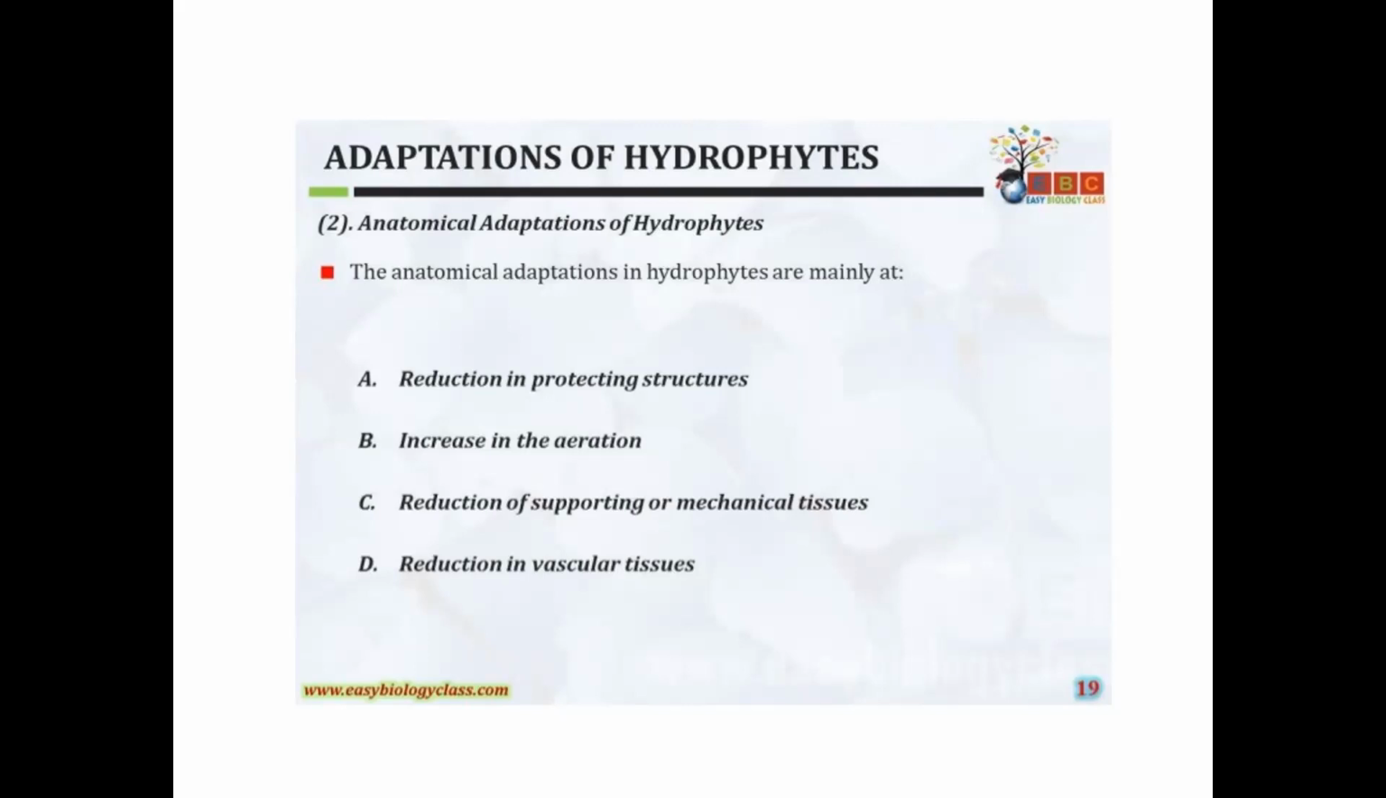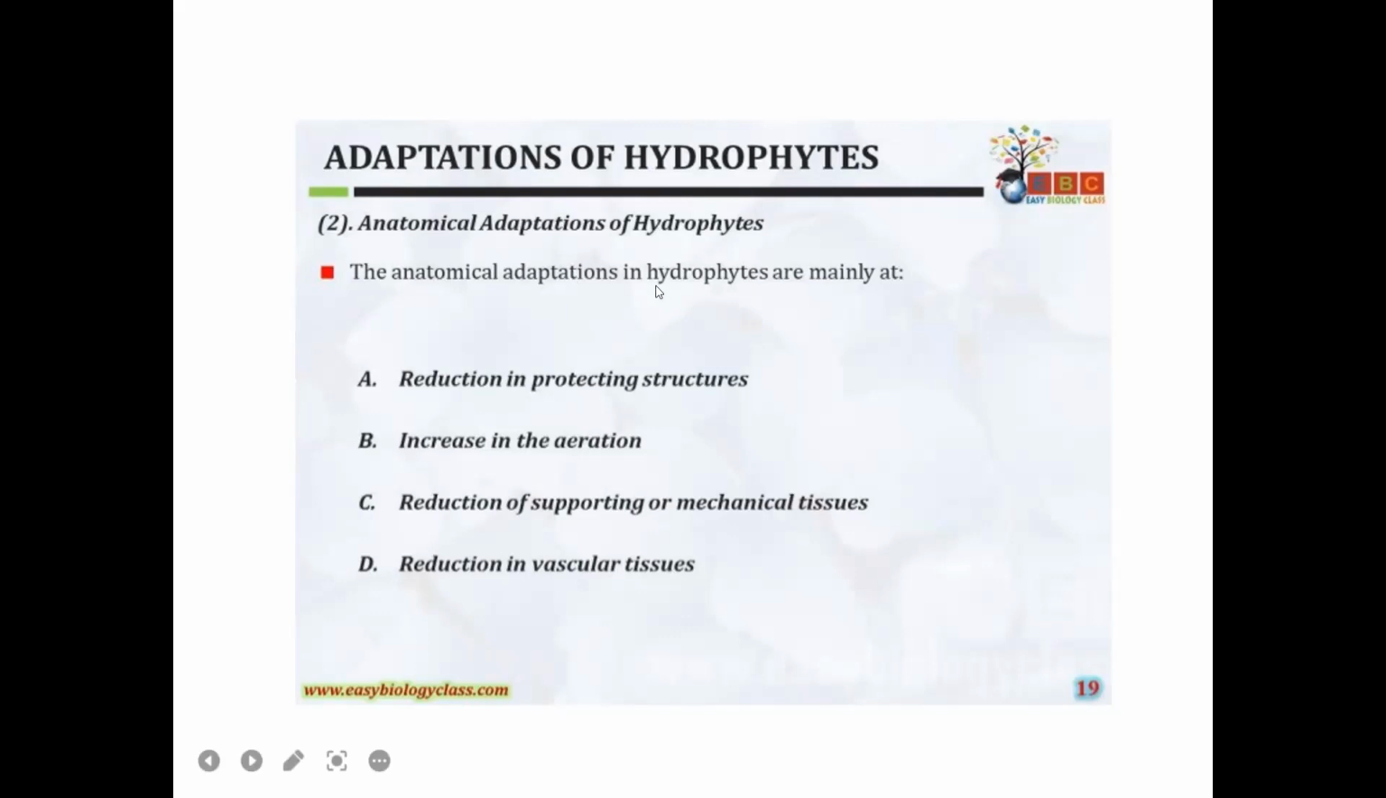Anatomy means internal features. Adaptations means any change in the organism to survive under some environmental condition. The changes in the organism may be morphological, that is the external features of the organism, or internal features. The internal features are called the anatomical adaptations.